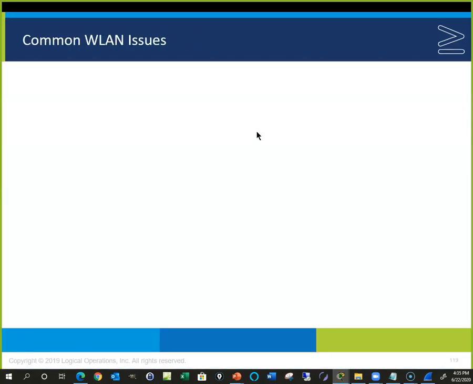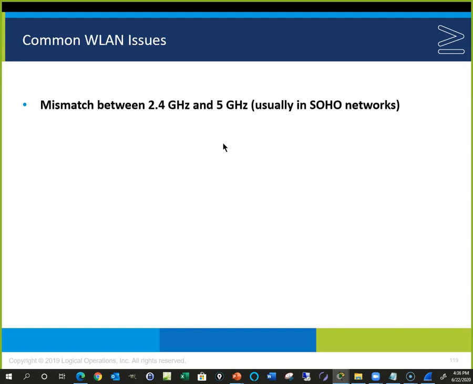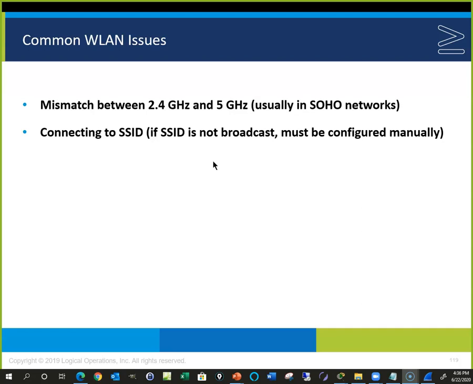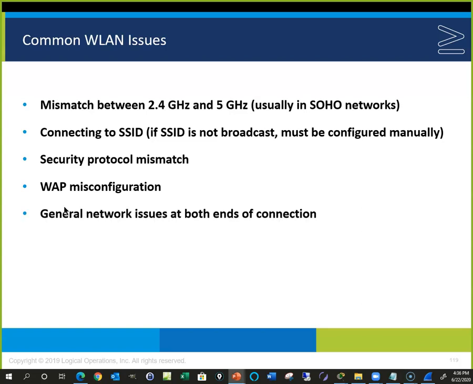The WLAN issues, and there are just a couple more slides here. Mismatch between the 2.4 and the 5. Maybe in a SOHO, small office, home office network, would do that. Connecting to the SSID, if it's not broadcast, it's got to be configured, got to be typed in, and the SSIDs are case sensitive. So if you add a network, you've got to add it using the case. Security protocol mismatch, a wireless access point misconfiguration. As you can probably see, some of these things are relatively easy to make those kinds of misconfigurations.